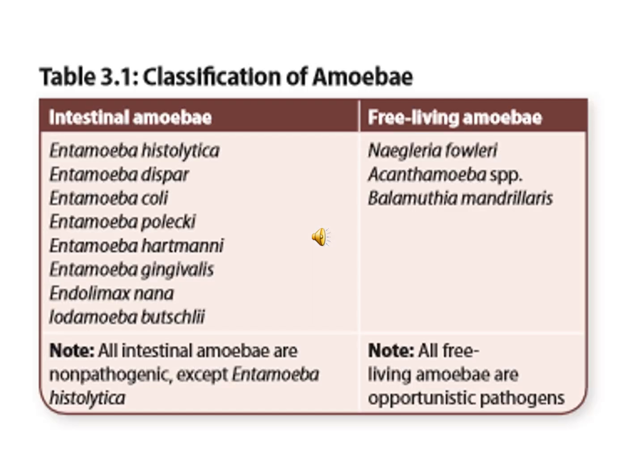So here is the classification of amoebae: intestinal amoebae, and next is free living amoebae, and there is a list of intestinal amoebae. Except Entamoeba histolytica, the rest are non-pathogenic to human. The free living amoebae are usually non-pathogenic, but when they come in contact with the human they cause amoebiasis. So all free living amoebae are opportunistic pathogens. So this is the classification of amoebae.